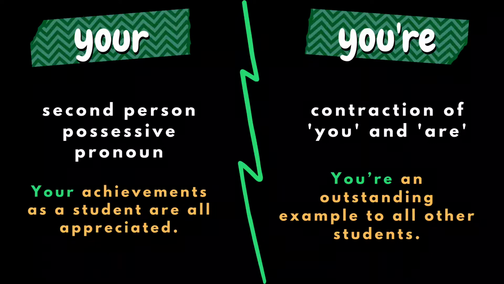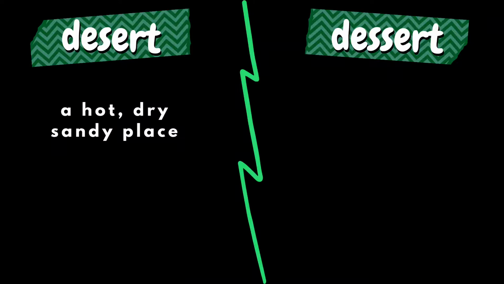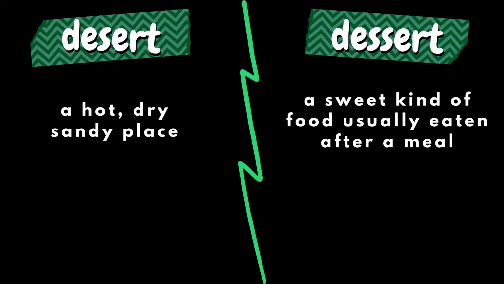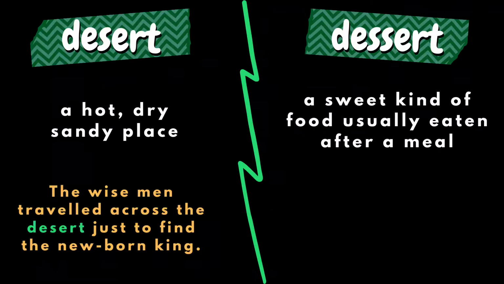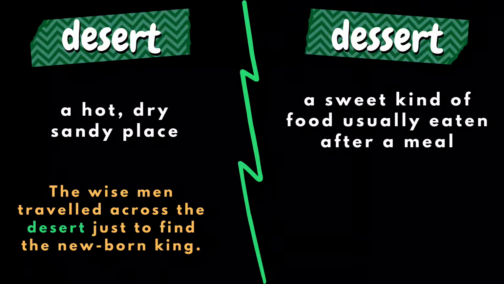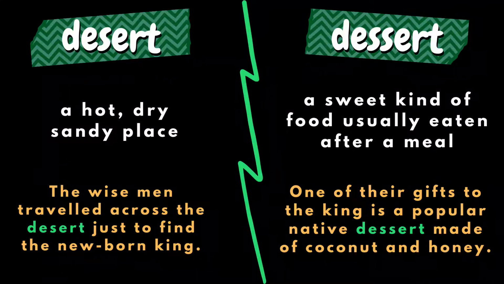The 11th pair is desert and dessert. The term with only one S refers to a hot, dry, sandy place. The one with two S's refers to a sweet kind of food usually eaten after a meal. Here are examples. The wise men traveled across the desert just to find the newborn king. One of their gifts to the king is a popular native dessert made of coconut and honey.